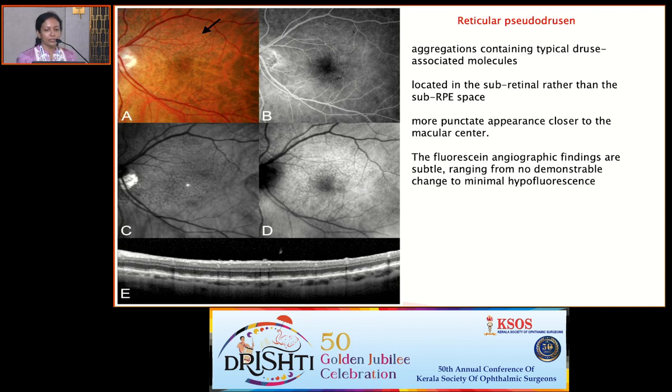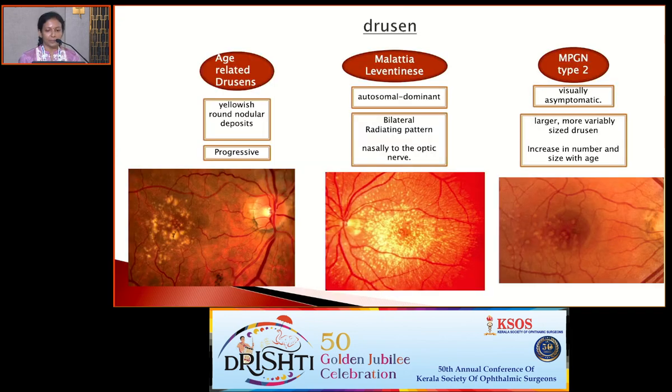Reticular pseudodrusen are also subretinal deposits instead of sub-RPE deposits. On the fundus picture, you see very small, minute lesions distributed throughout the macula. And on OCT, you see that these deposits are subretinal and not sub-RPE. In addition to age-related drusen, you can also have drusen in hereditary conditions like Malattia Leventinese as well as in MPGN type 2. So these patients will have renal disease also.